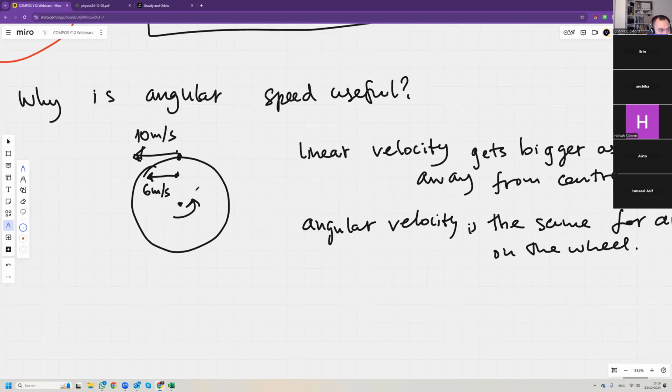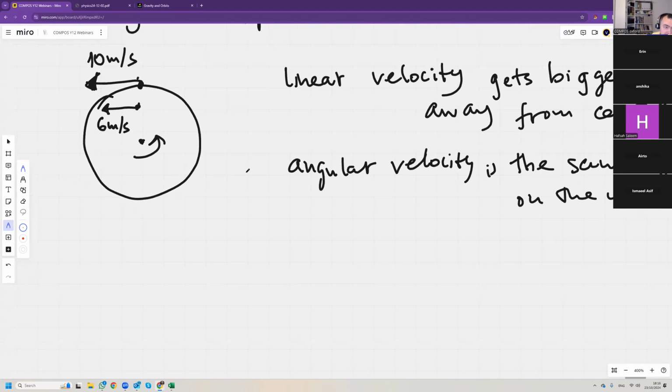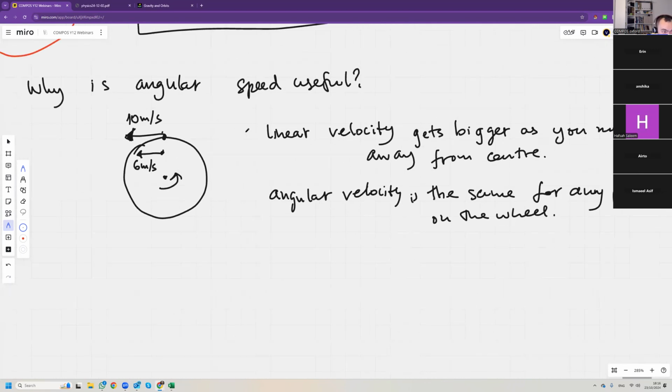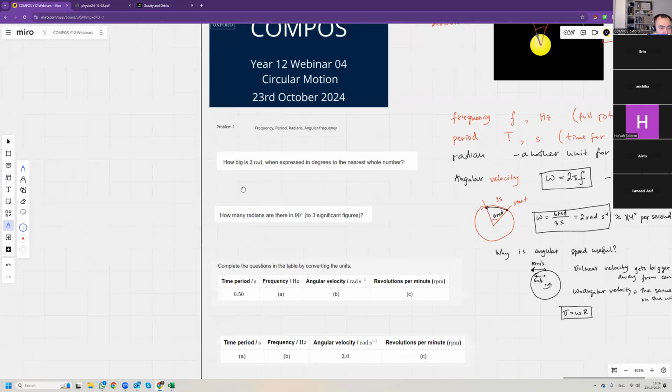So yeah, for any point of the wheel, the angular velocity is the same. However, there's a link between linear velocity, which is v, the normal velocity, and the angular velocity omega. v is equal to omega multiplied by the radius, which is the distance from the center of rotation. That's a very useful formula that we will be using as well. Okay, so what other formulas are there?